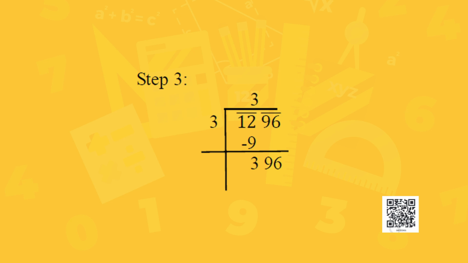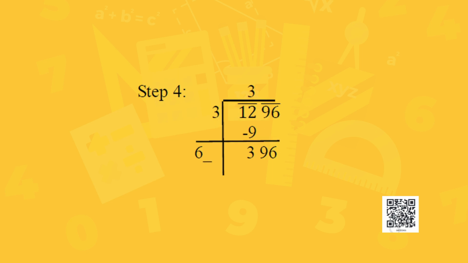In the next step, let's bring down the number under the next bar, which is 96. Upon bringing it down, we get 396. In step 4, let's double the divisor.